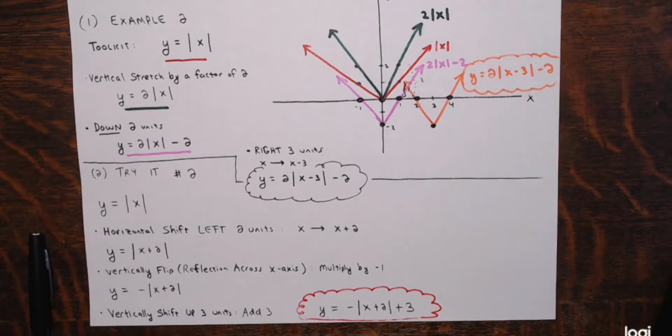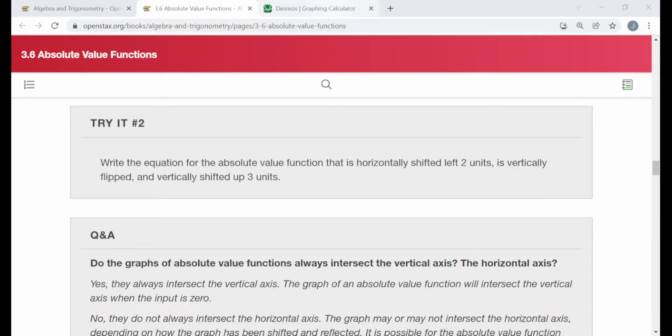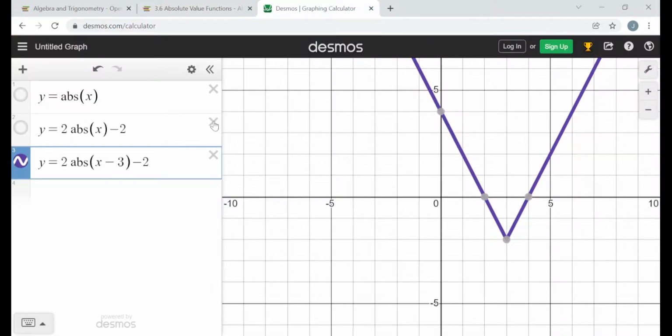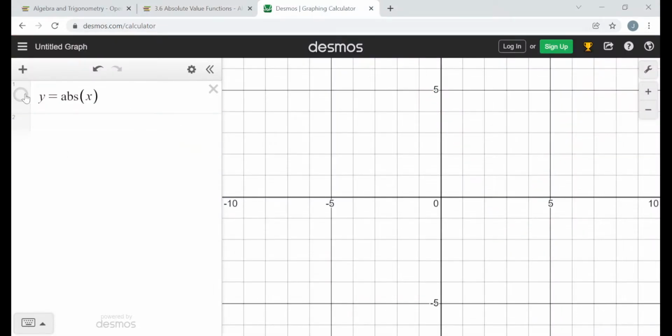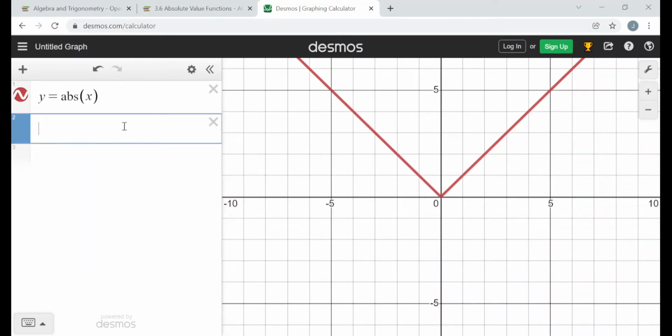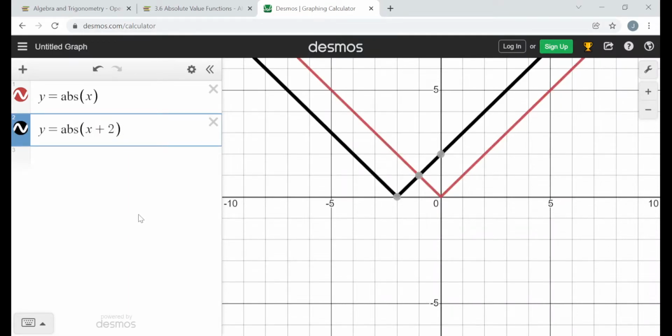Once again, I'm going to go to the Desmos site and show you that these are the actual transformations that are occurring. So once again, we're starting with the absolute value function, y equals absolute value of x. Then they told us to shift it left 2 units. So y equals the absolute value of, and then x is replaced with x plus 2. And you see the black graph that just showed up is the original graph moved left 2 units. I hope you can see that.